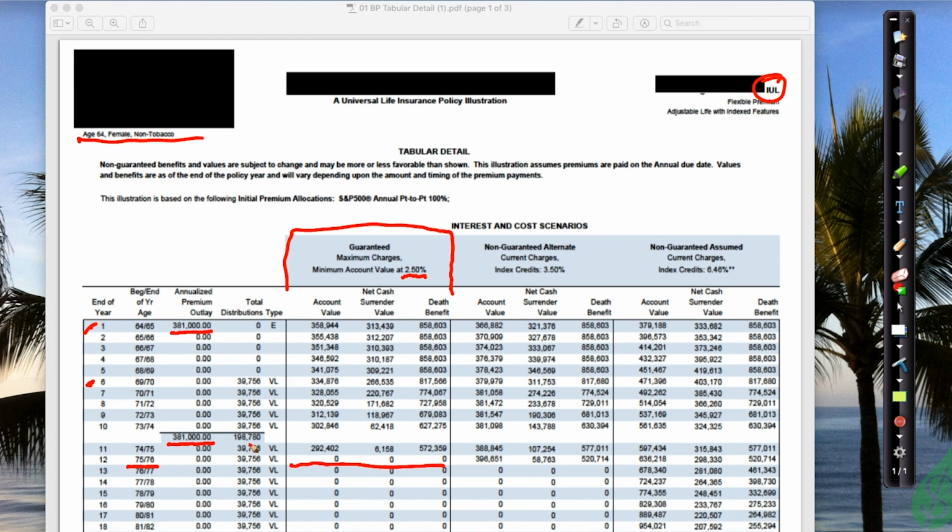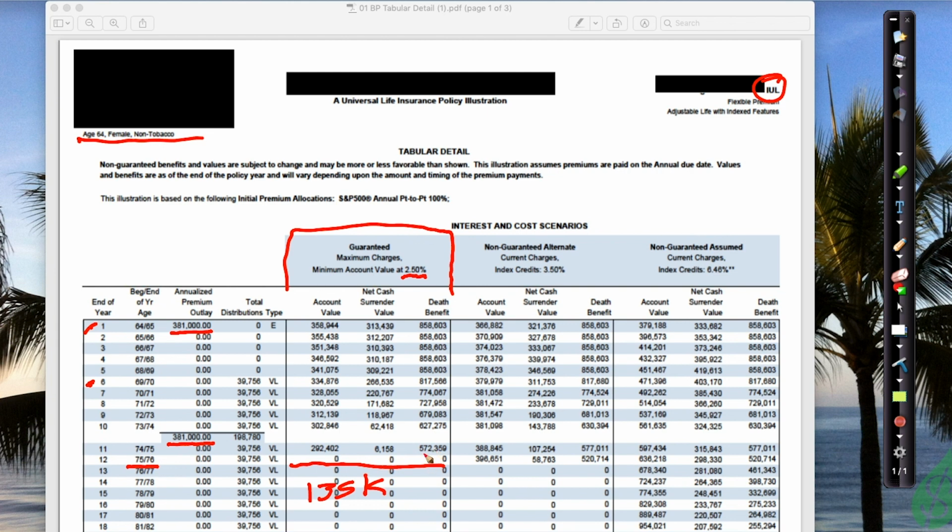$381,000 for funding, and then $246,000, subtract that. The policy has cost her $135,000 at this point right here.